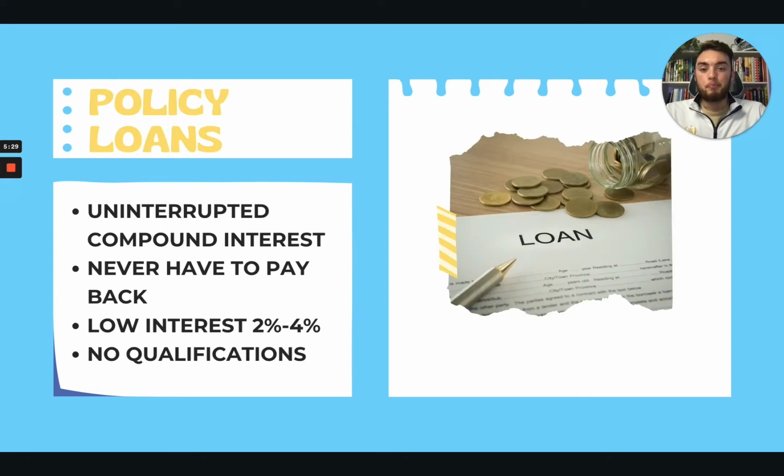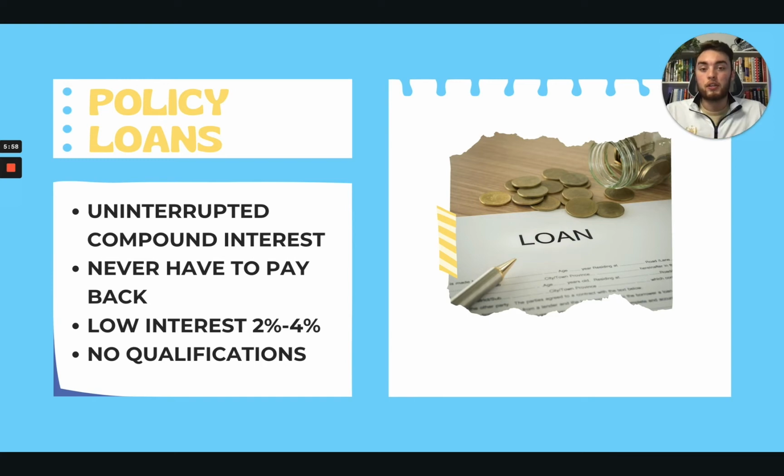Now let's talk about the policy loans. So the policy loans are very, very cool. You get to leverage something called uninterrupted compound interest, which essentially just means that you put your money into the IUL. Then come the time that you want to start taking loans out of your policy, you're not taking money out of your IUL. Your money continues to stay in your IUL earning interest, tax-free with zero market risk.